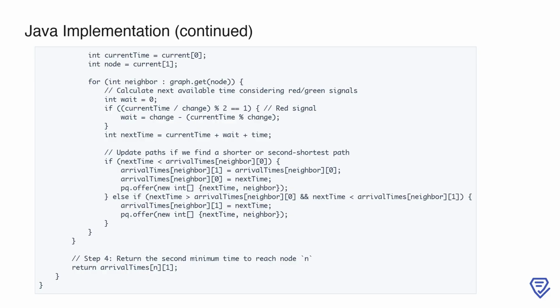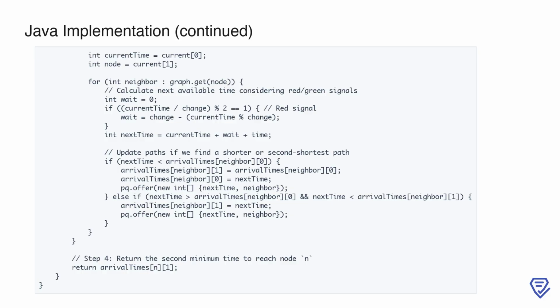If the current time falls within a red signal, we compute the waiting time required to reach the next green signal. The total travel time to the neighbor is then calculated as the current time plus the waiting period and the travel time between nodes. Once we determine the next time, we update the arrival times array.